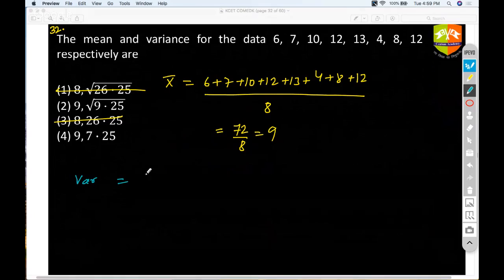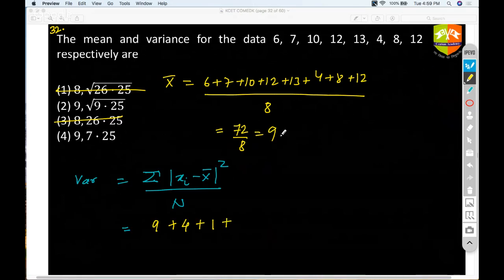Variance is nothing but the summation of mod of xi minus x bar square by the total number of data, right? So let's start with the 6. 6 minus 9 is 3. 3 whole square is going to be 9. And this is going to be 4. This is going to be 1. Again, this is going to be 9. This is going to be 16.